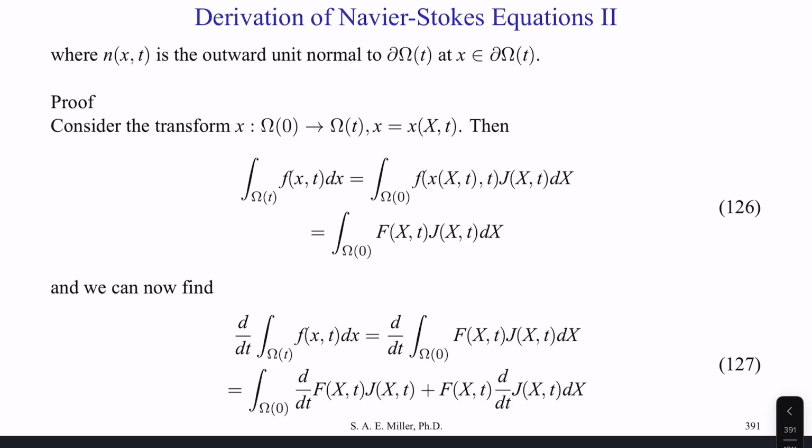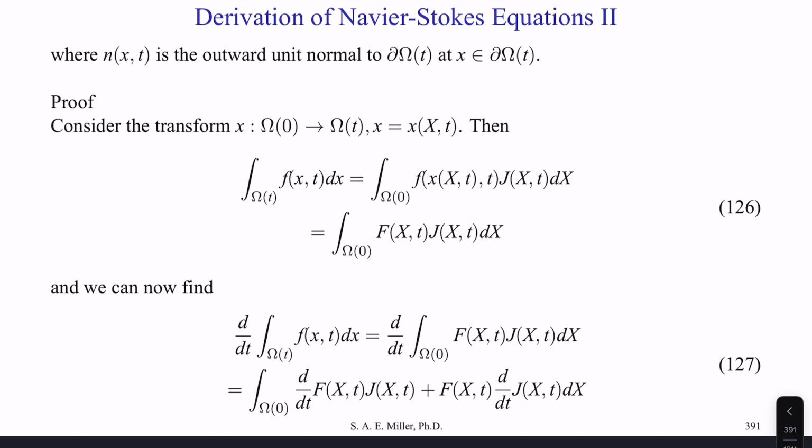Now, let's prove this theorem. Consider the transform of x mapping Omega 0 to Omega t. So this is how the fluid parcel deforms. And x goes as x of capital X, t, as we discussed in the previous video. Then we can write 125 as the volumetric integral of f, which goes as the volumetric integral of f with the Jacobian at time 0, to capital F of the Jacobian with, of course, capital X at time 0.